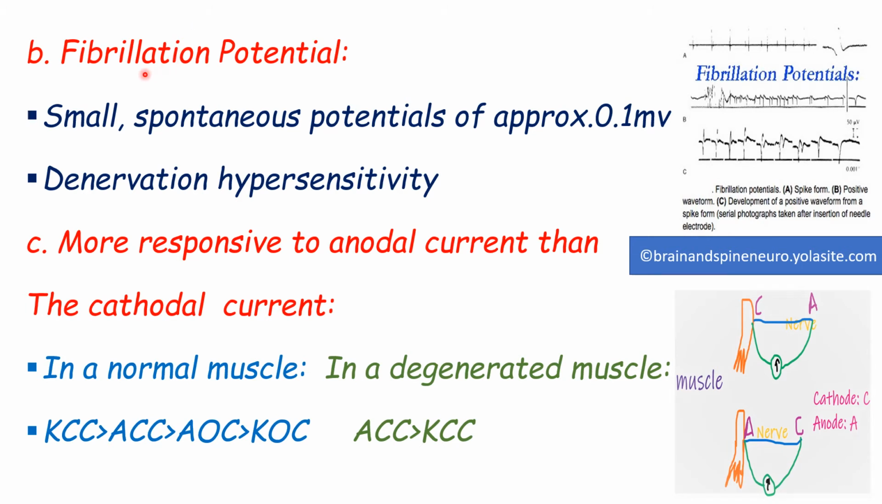Another feature of reaction of degeneration is fibrillation potential. Degenerating muscle shows small spontaneous potentials of approximately 0.1 millivolt. We can see these small potentials. We have already discussed this when we discussed electromyography. Small spontaneous potentials of approximately 0.1 millivolt can be seen occurring at irregular intervals.